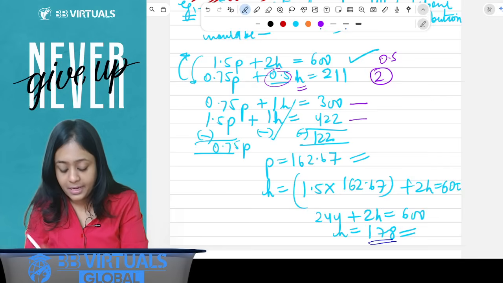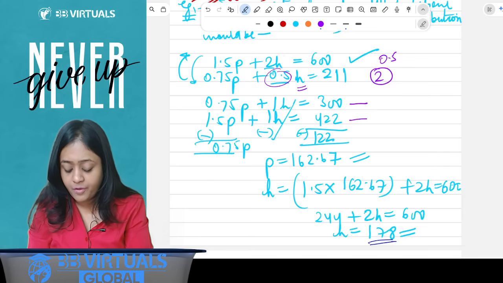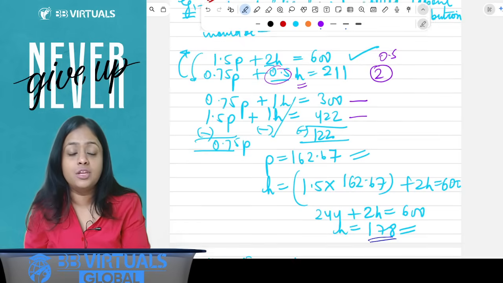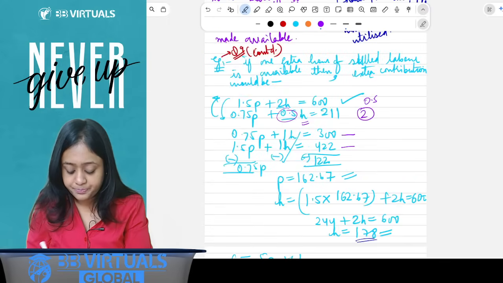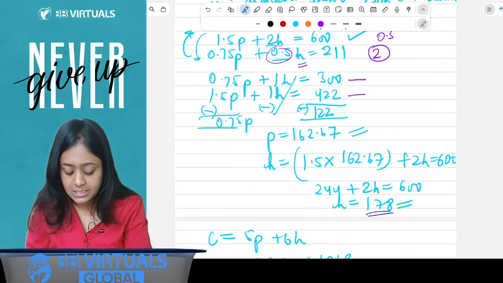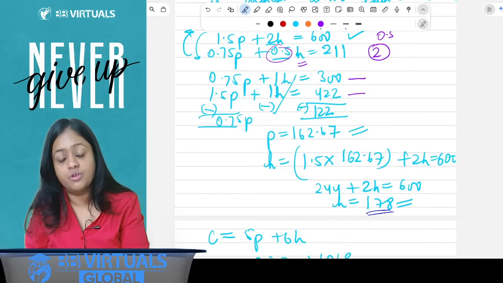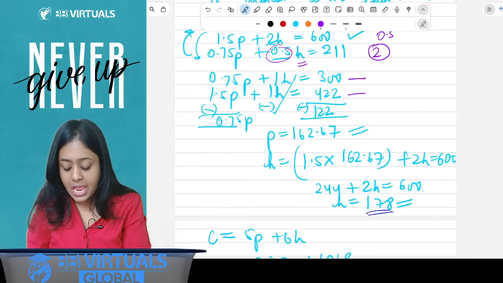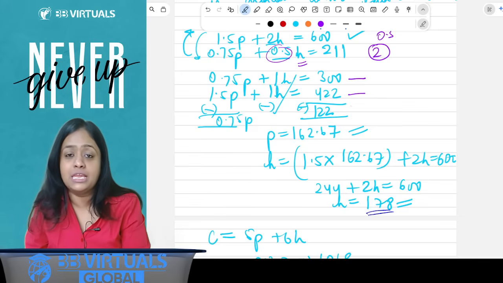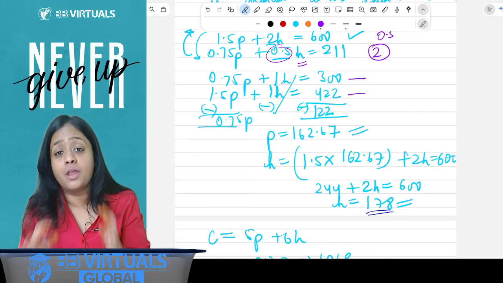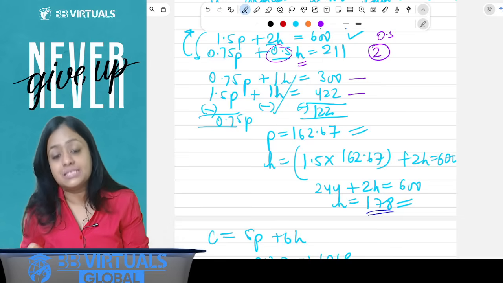So when you multiply 0.5 with 1.5 and with 2 and with 600, I get 0.75p plus 1h is equal to 300. Likewise, I will multiply 2 with the entire bottom equation's variables. So I will get 2 into 0.75, 1.5p plus 1h is equal to 422. When you solve it, I get the value of p. Now put this in any of the equations and get the value of h. And that is your optimum production plan at which you'll have the maximum contribution.